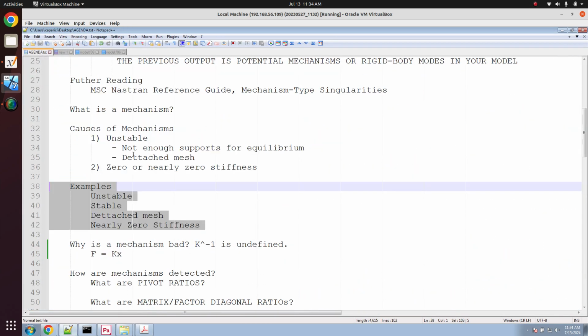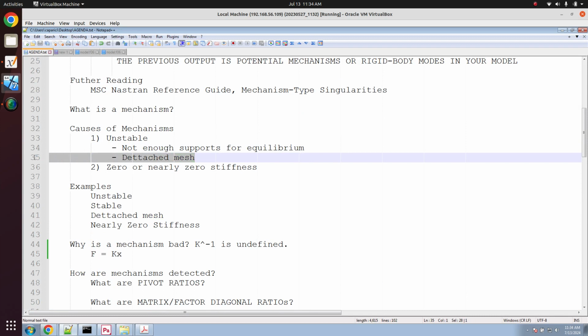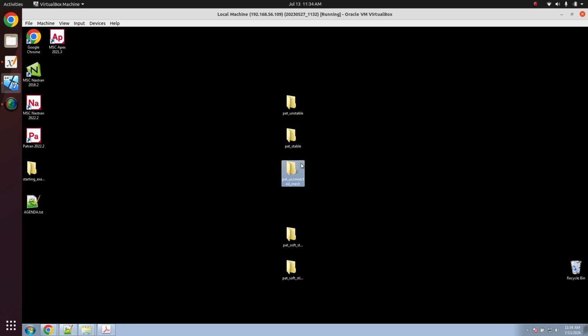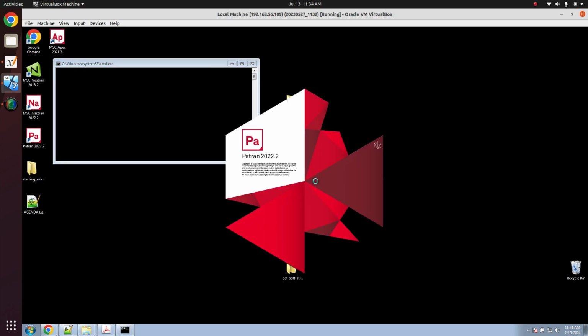So let's go back to the agenda. And now let's go ahead and talk about the second example when you have a detached mesh. So let me close this Patran window. And let me open this other Patran example.